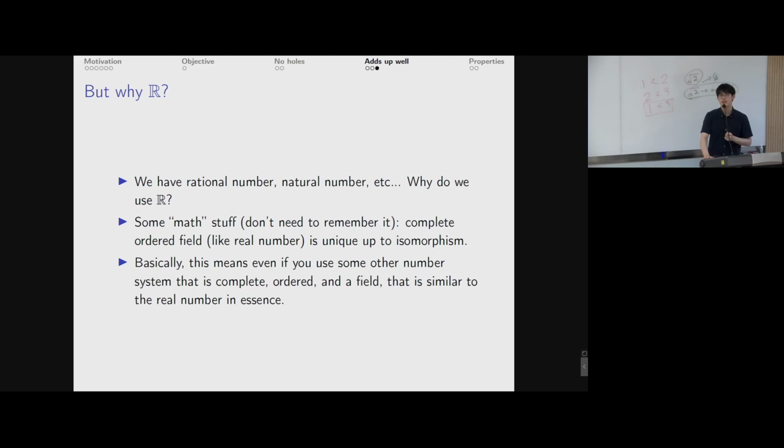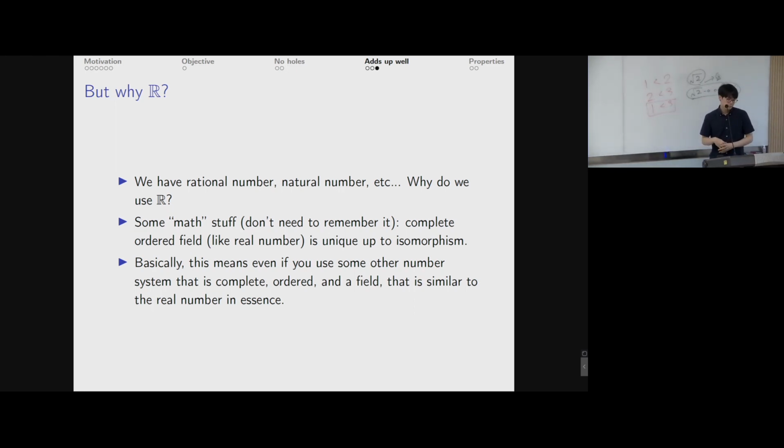And also, there's a question you might have: okay, I get that the real number is a good system, but I'm pretty sure there are also a lot of other number systems which also have some sort of no holes property and also have a very nice ordered field property. So why are we just focusing on the real number system, other than the fact that it's realistic numbers? And now I want to refer to some very math-heavy stuff, so you don't need to remember it, just think of it as a reference.